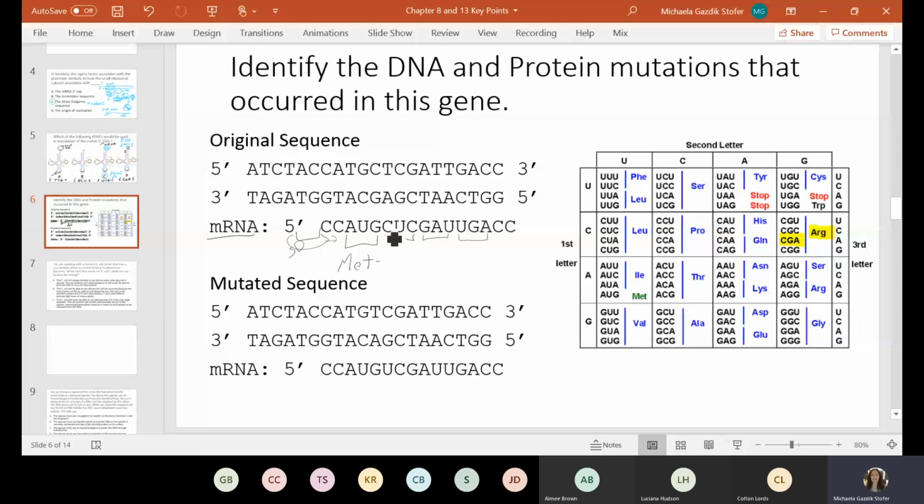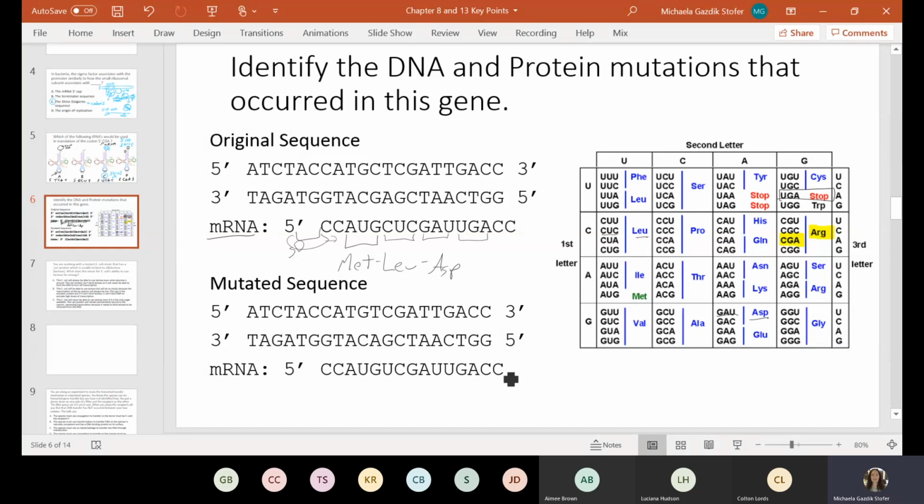And now we've got a CUC that comes next. Here's CUC, that's a leucine. GAU, where is GAU? Here's GAU, it's asparagine. And then we get to UGA, and you'll see UGA is one of the stop codons. So we've reached the end of our protein. We just have a little 3 amino acid protein here.